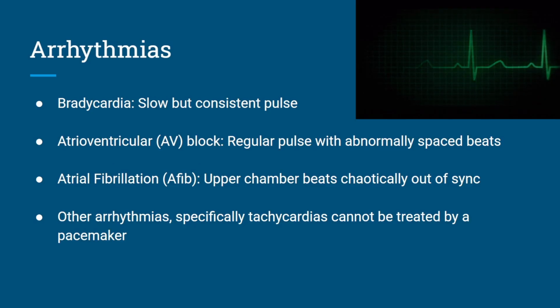A few of the common arrhythmias are bradycardia, which is a slow but consistent pulse; atrioventricular block, or AV block for short, which is a regular pulse that has abnormally spaced beats; and atrial fibrillation, also shortened as AFib, where the upper chamber beats chaotically out of sync. So that's where you get varying widths between pulses.